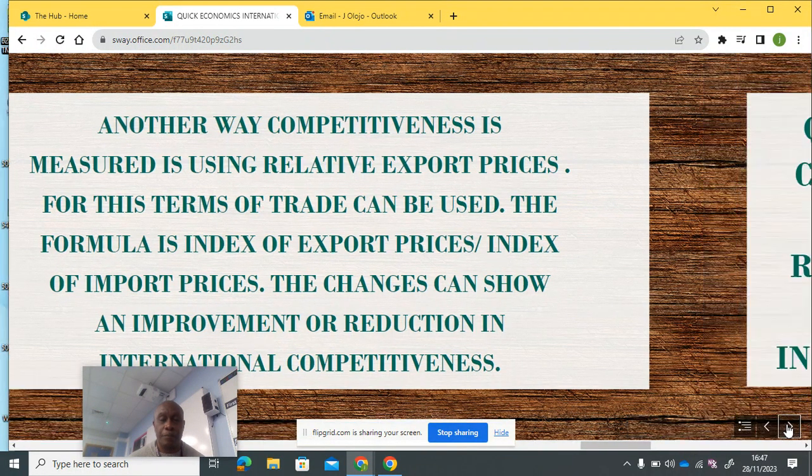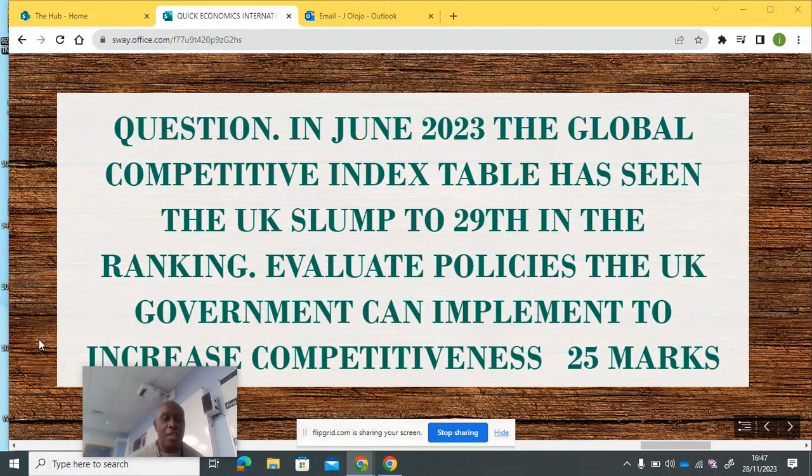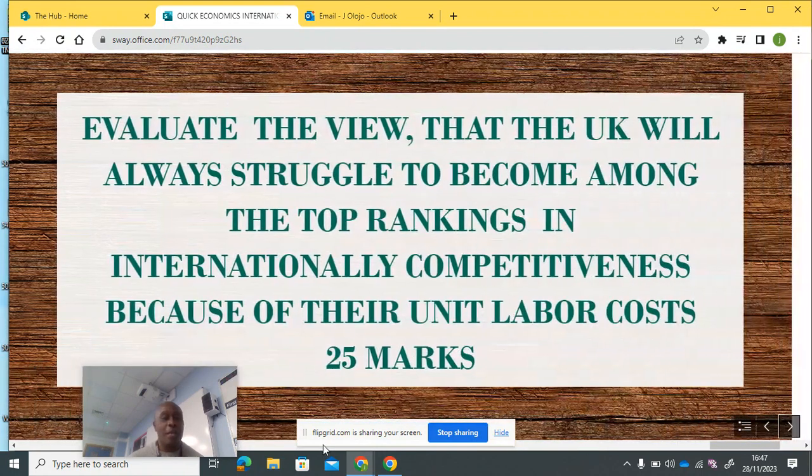using this particular formula. Now, I've got a couple of questions here for you to try. Okay, question. In June 2023, the Global Competitive Index table has seen the UK slump to 29th in the ranking. Evaluate policies the UK government can implement to increase competitiveness. 25 marks. Have a go at this, guys. This is a typical exam question. So have a go. Another exam question. Evaluate the view that the UK will always struggle to become among the top rankings in international competitiveness because of their unit labor costs. 25 marks. So have a go at both questions.